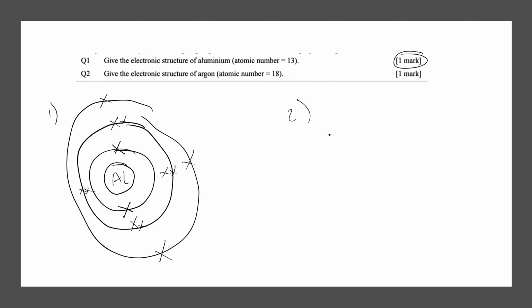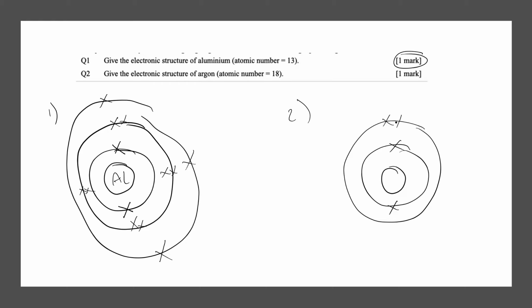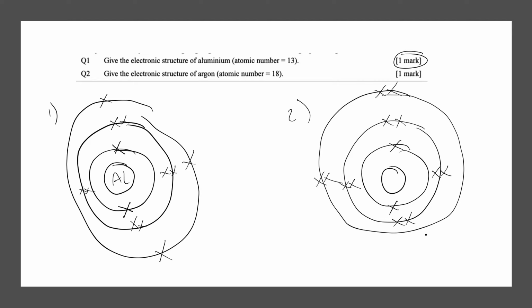Next question is give the electronic structure of argon, and the atomic number is 18. So nucleus in the center, first electron shell holds 2, 1 2. Next electron shell holds 8, 1 2 3 4 5 6 7 8. We have 10 electrons in total. We need another electron shell. This holds 8, 1 2 3 4 5 6 7 8. And now we have our electronic structure for argon, and that will get you another mark.